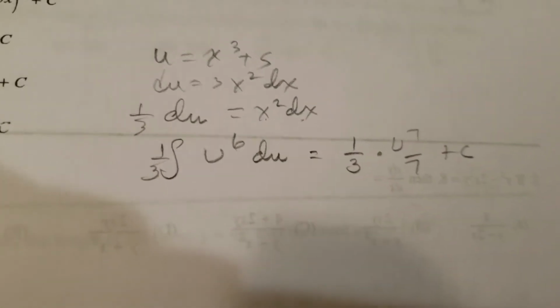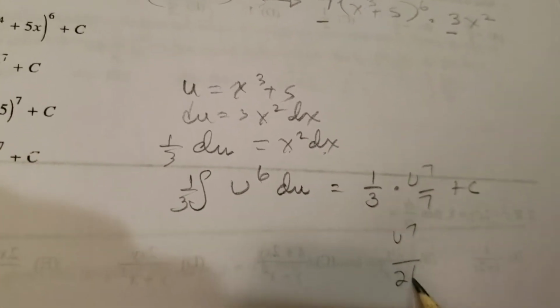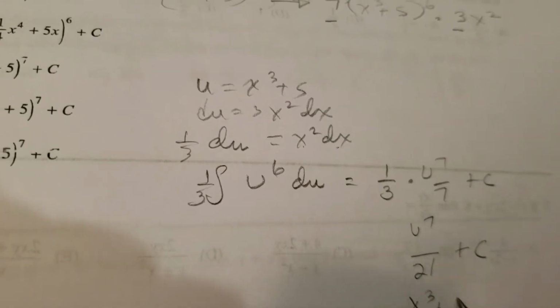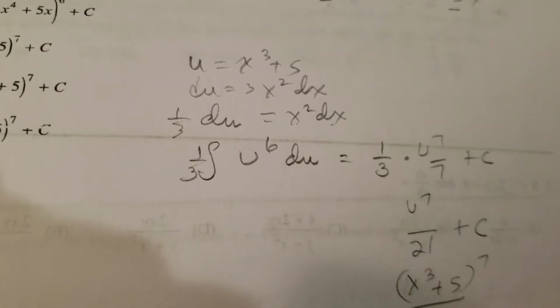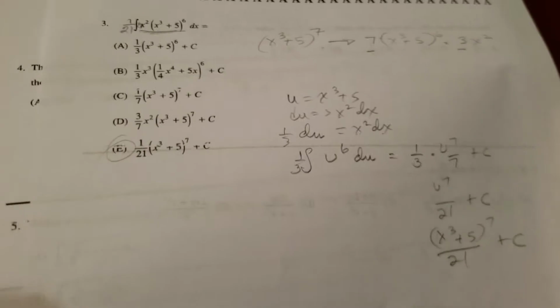Right, and you see where this is going. It's u to the 7 over 21 plus c, where u is x cubed plus 5, so x cubed plus 5 to the 7 over 21 plus c. Still choice C. Moving on.